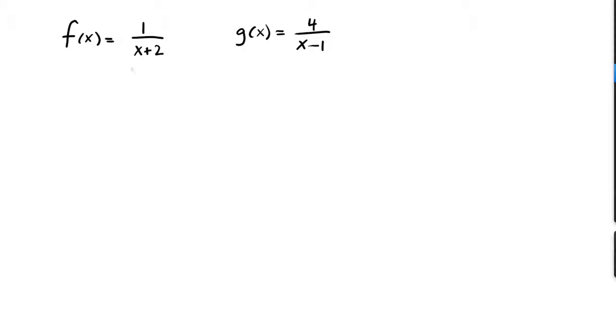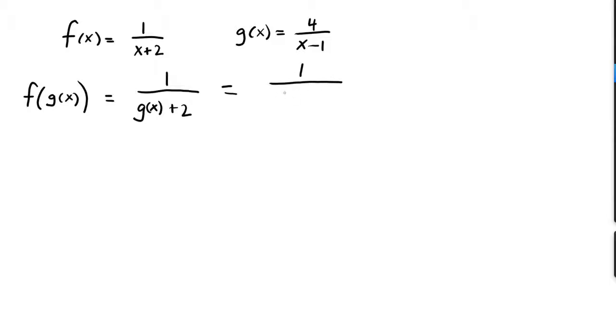Now let's actually see what the composite function f of g of x looks like. If I need to find f of g of x, we've already seen that it means I'm taking f and replacing x with g of x. But now I actually want to put g of x in there. So this becomes 1 over g of x, which is 4 over x minus 1, plus 2. So there's the first step in finding the composite function. Now I've got a complex fraction that I need to simplify.